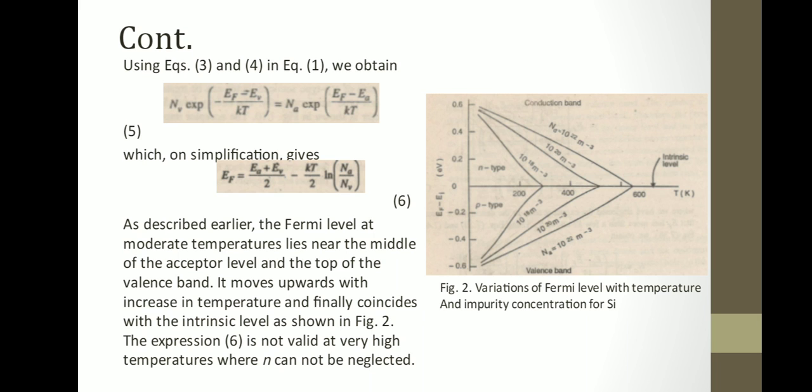For different impurity concentrations, we have seen that for the p-type semiconductors, the Fermi level moves upward with the increase of temperature, and it meets the zero line representing Ef minus Ei equal to 0, meaning the Fermi level of the p-type material at high temperatures coincides with the intrinsic level.